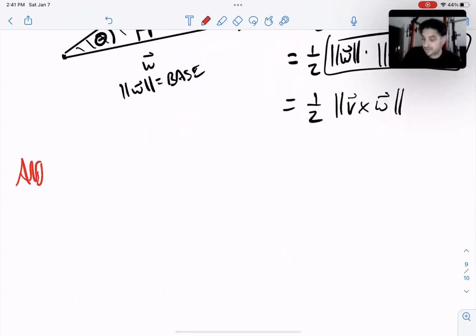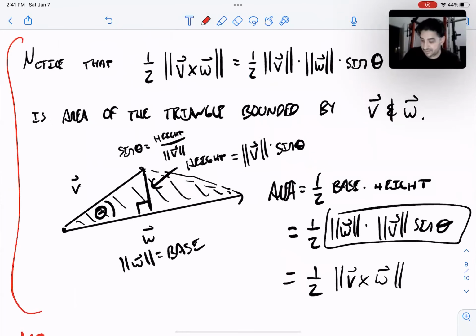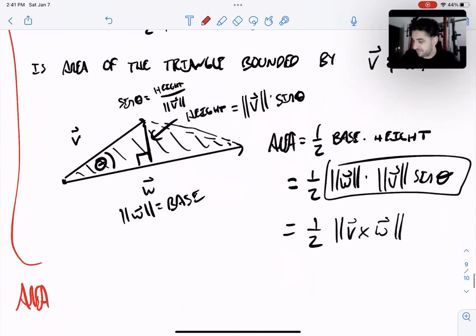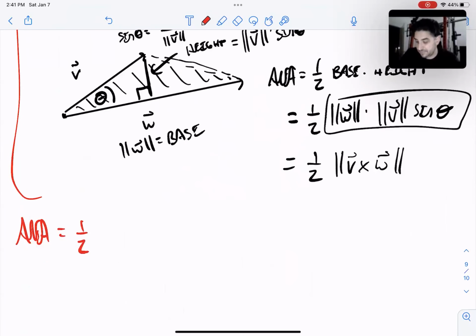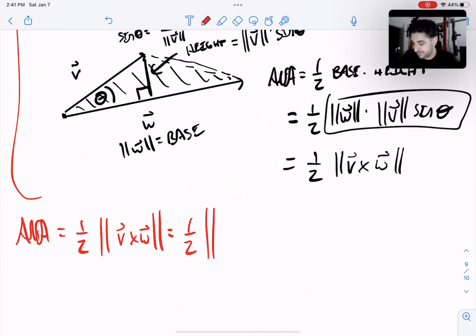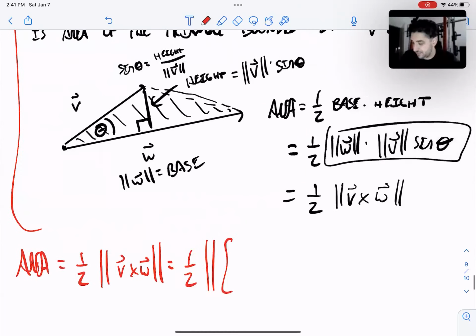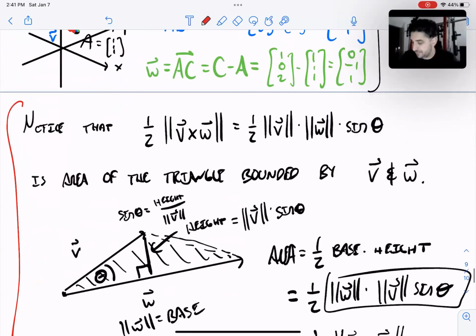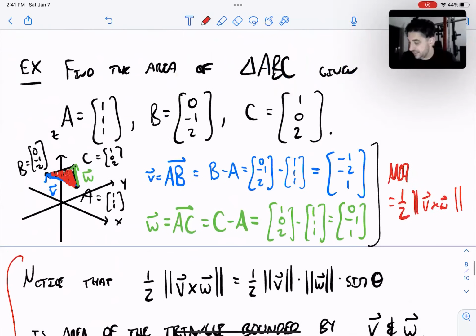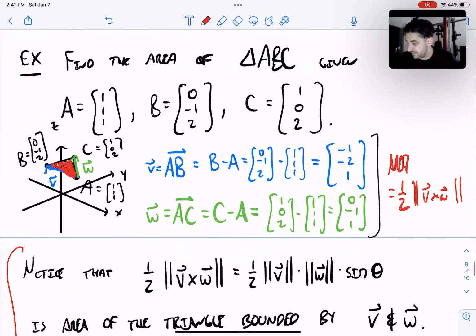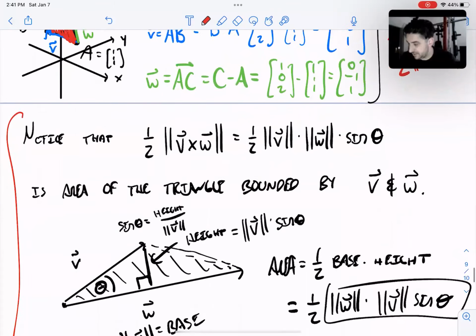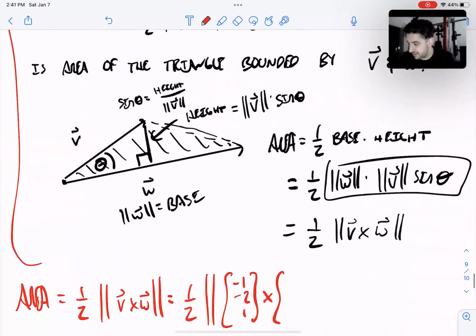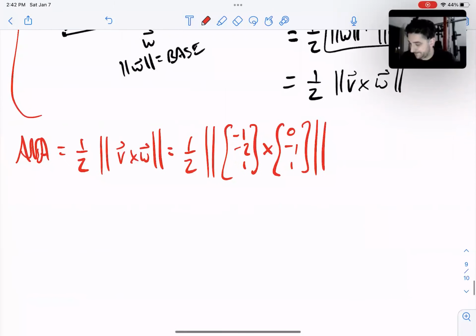This thing I was saying, notice, this was in general, right? That was sort of an aside. But back to our specific example, what's this area? It's 1/2 V cross W, or the magnitude V cross W. So now let's say, what was V and what was W? V was -1, -2, 1. And W is 0, -1, 1. Right. Now let's do this cross product.